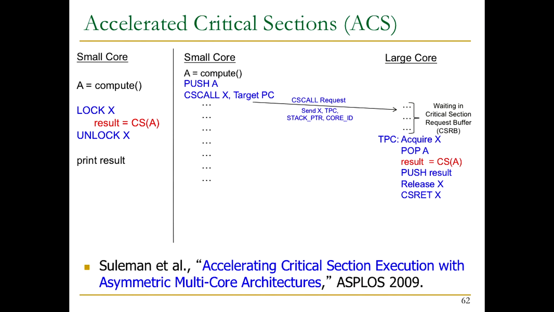And then you pop the input parameter from the stack, execute the critical section, push the results onto the stack such that this core can read it and continue, release the lock, and then execute this critical section return instruction, which sends a critical section done response to the small core, which pops the result and then prints the result.